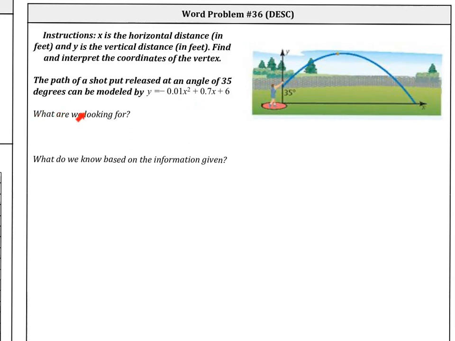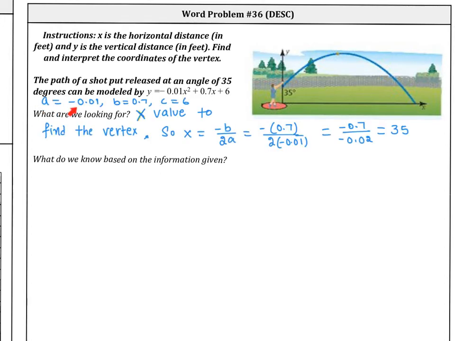So first thing we are going to do is answer this question. What are we looking for? We're looking for the vertex. The vertex is the point that is either the highest or the lowest point in the graph. If the parabola opens down, the vertex is going to be the highest point on the graph. First we identify a, b, and c. A is negative 0.01, b is 0.7, c is 6.